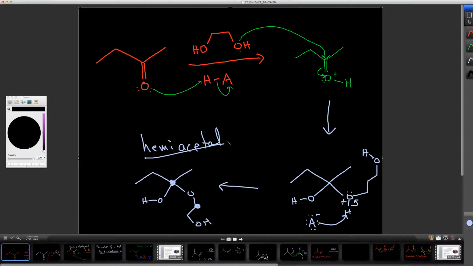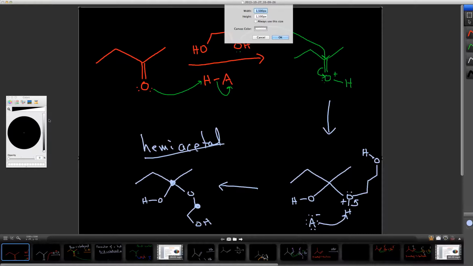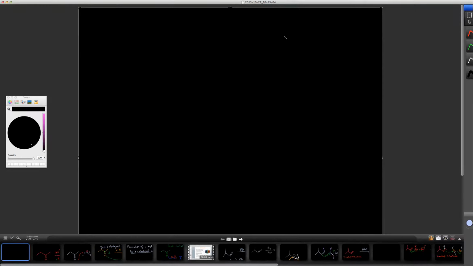However, this can react further. So I'm going to open a new easel. We'll start with what we had made, our hemiacetal. Now there are no other reagents. I think that's important to keep in mind.